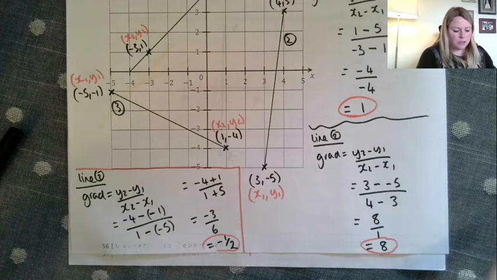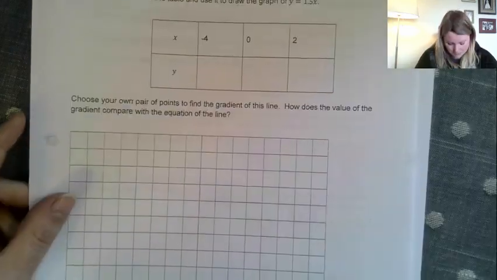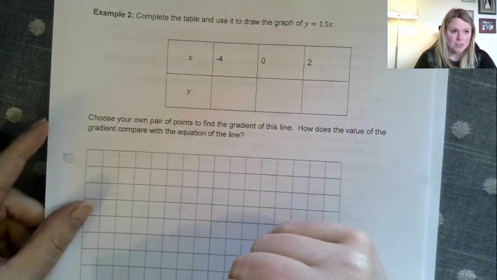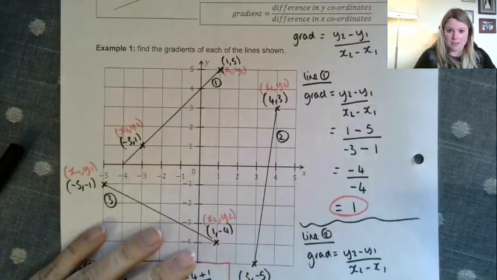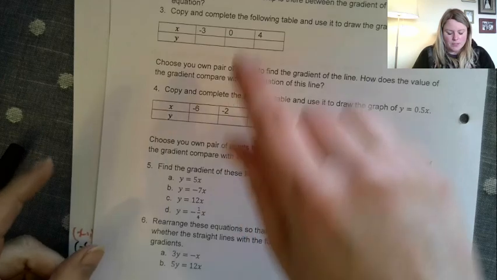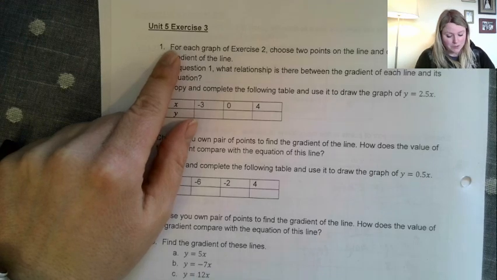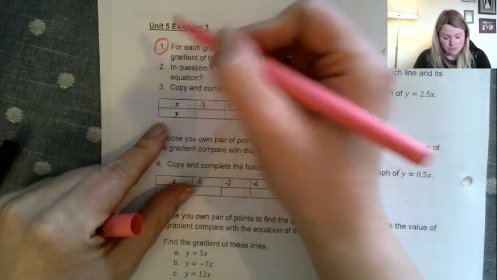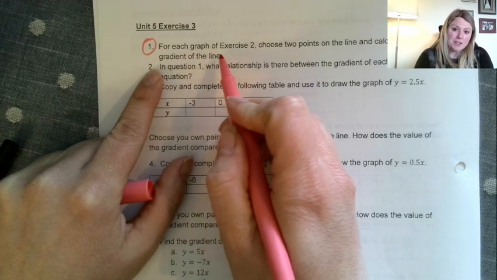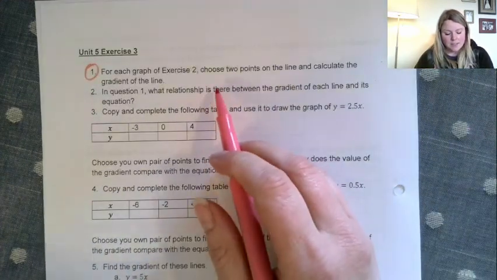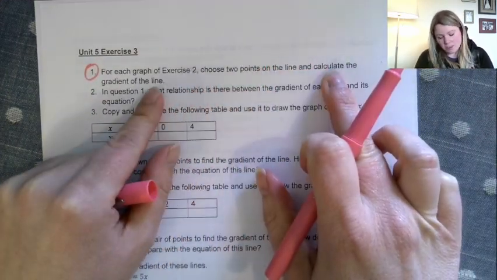Now, the work that you need to do today, I think there's something in your notes, but I'm going to change it a little bit. Hold on, let me find my right page. Okay, page 57 is another example. I'm actually going to leave it for today, because I want the focus today to just be doing those gradient calculations like that. So, do you know what I want you to do? Basically, just question 1 from exercise 3 here, but if you look, it's for each graph of exercise 2, which you did last week. It was the last lesson that we did on this stuff before the test. Choose 2 points on the line and calculate the gradient of the line.